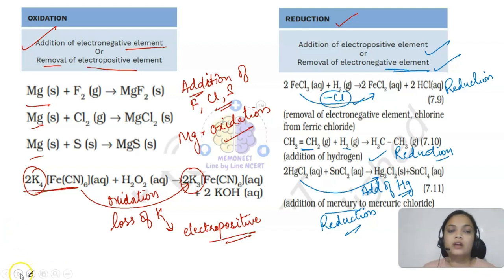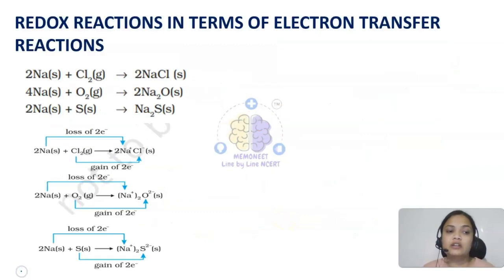Now the next important concept is the electronic concept. Oxidation and reduction are not just related to the addition or removal of any element, but we need to talk in terms of electron transfer. Just look at these reactions. Sodium is reacting with chlorine to form sodium chloride. It's reacting with oxygen to form sodium oxide, and here sodium sulfide.